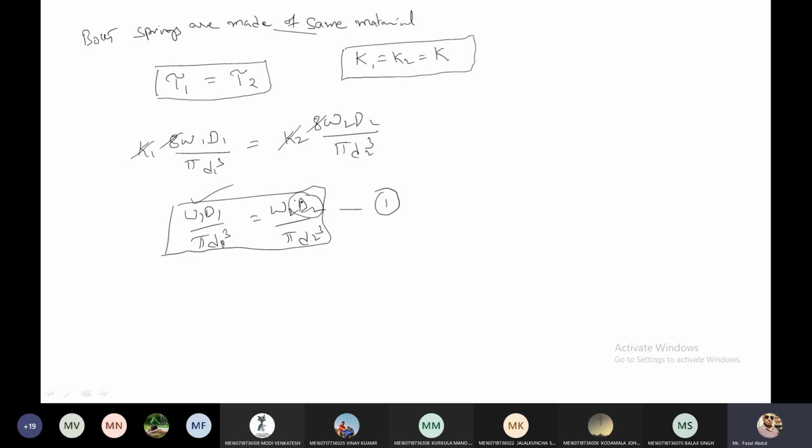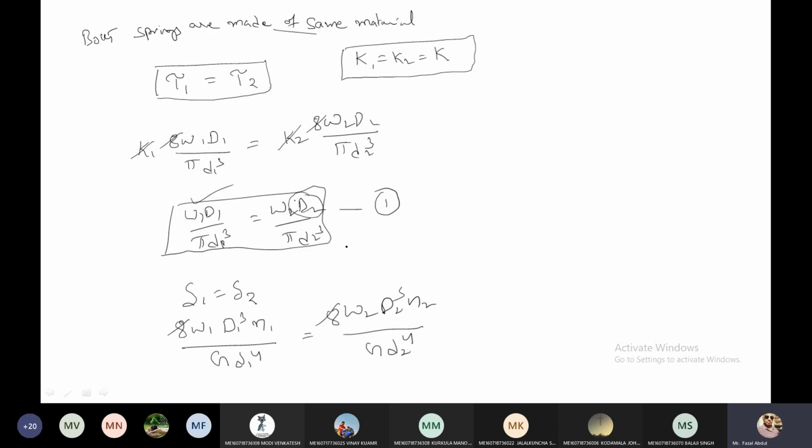Now the second assumption: if the springs are effective throughout their working range, their free length and deflections are the same. So the second assumption is that the deflection of spring 1 and spring 2 are the same. What is the deflection here? 8 W1 D1 cube into N1 by G D1 power 4 equals 8 W2 D2 cube into N2 by G D2 power 4.